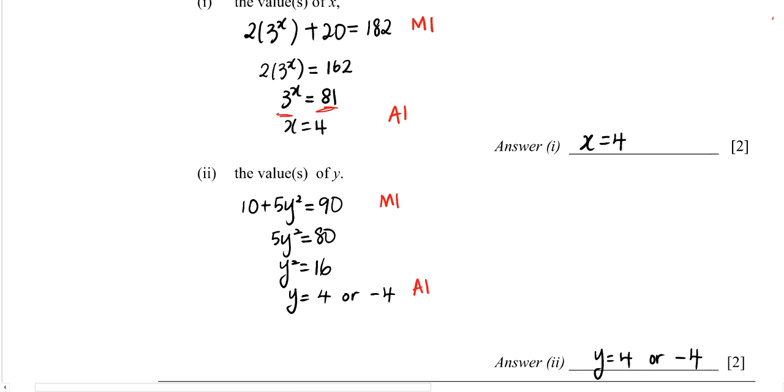In this case, you have y squared equals 16. You introduce the square root yourself, so you must remember to put in a plus and a minus. So even if you get one of it correct, y equals 4, you will only be getting 1 mark over here instead of 2. There's no half marks.